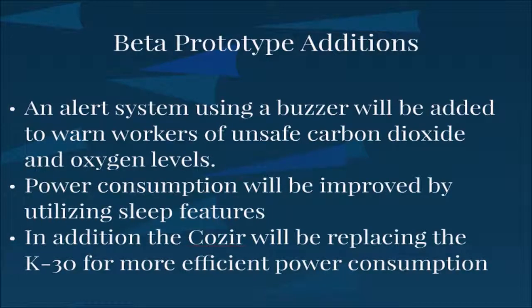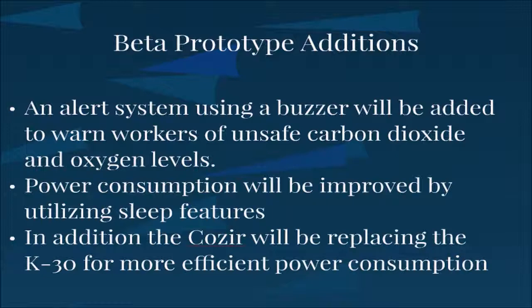So in beta, our goal is to have the actual alert part working. So add the buzzer and have it turn on once the readings reach toxic levels. The buzzer works off a square wave, so we'll have to make that. To improve power consumption, we'll also be implementing sleep mode. So this will be turning off all the regulators that aren't needed, shutting down the PSOC as low as we possibly can to minimize current consumption.